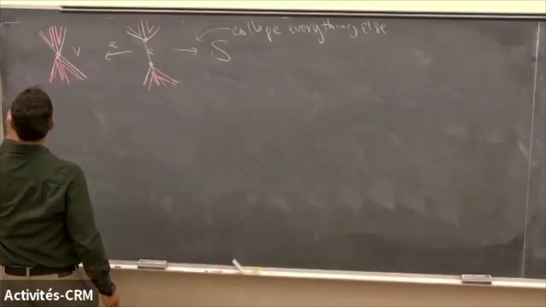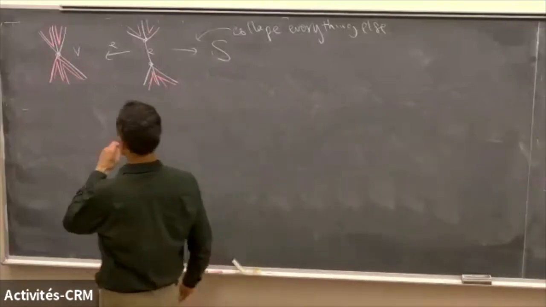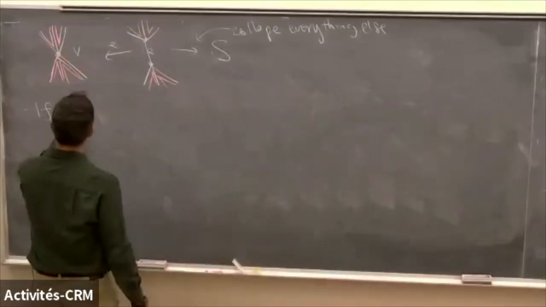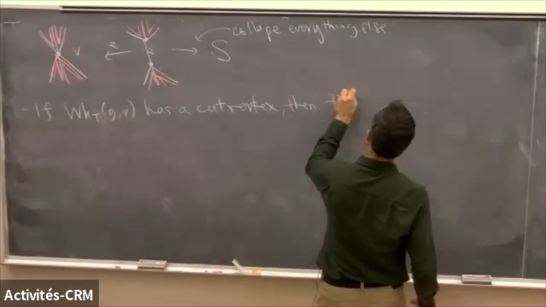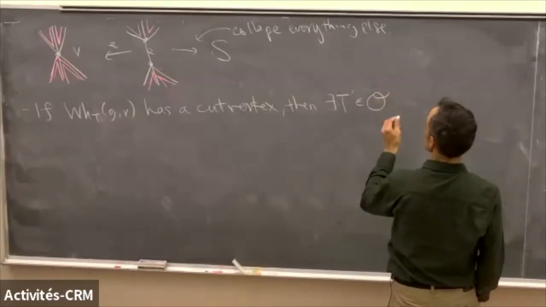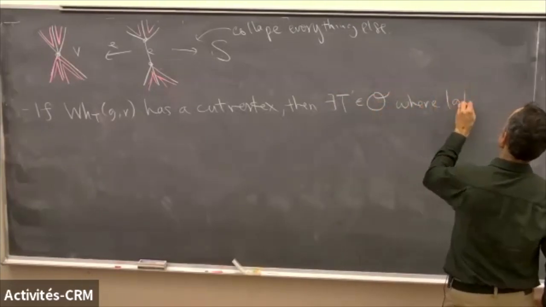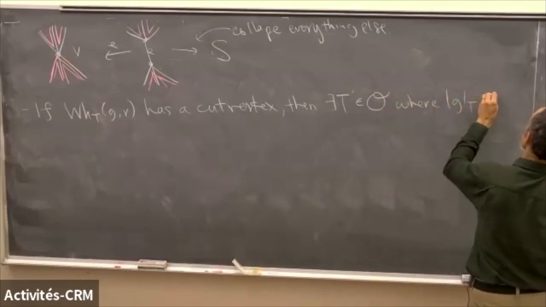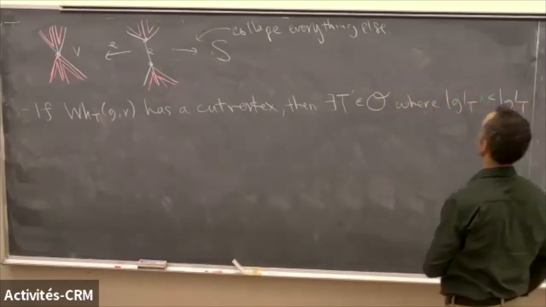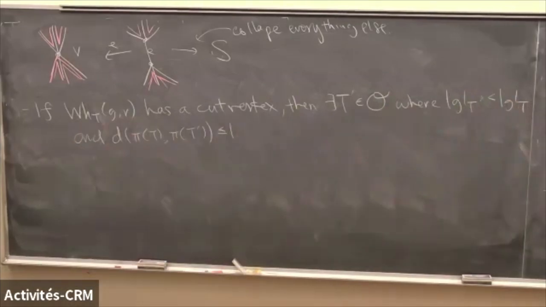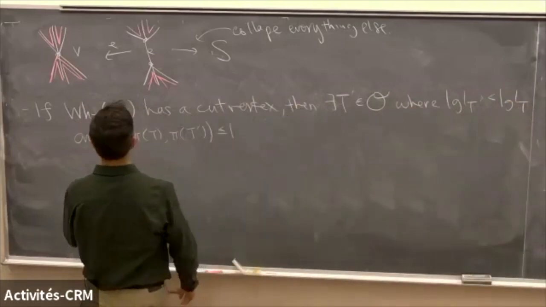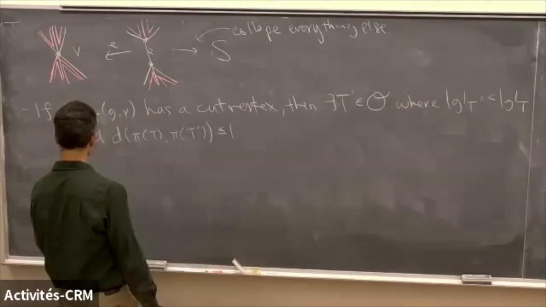And then the second thing you learn, which was related to what Henry was talking about the other day, is that if the Whitehead graph has a cut vertex, then there's going to be some tree T prime where the length of G in T prime is strictly less than the length in T, and their distance is 1. So there's a cut vertex, I can make a step of distance 1 and make that element a little shorter. The picture here is also very clear as to what's going on.